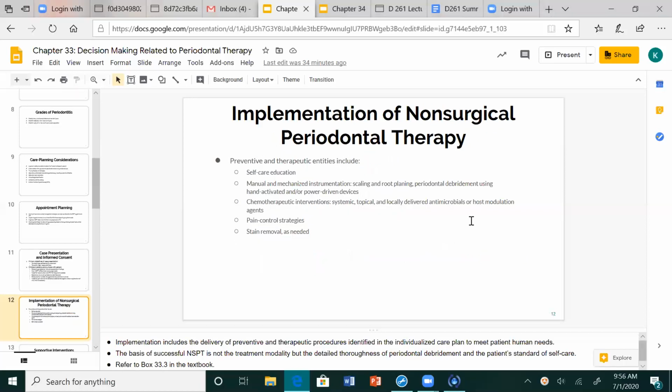Alrighty, so our implementation phase of NSPT. This is going to be, like we talked about, so important, that self-care education. We're going to be doing our manual and mechanical instrumentation, so using our hand-activated and power-driven devices. We're going to use chemotherapeutic interventions, like we said, Arrestin. Pain control strategies, we're going to use local anesthetic every single time. And we're going to do stain removal as needed, okay?